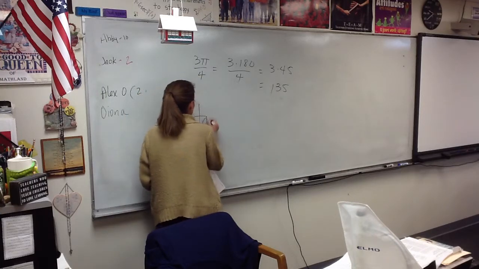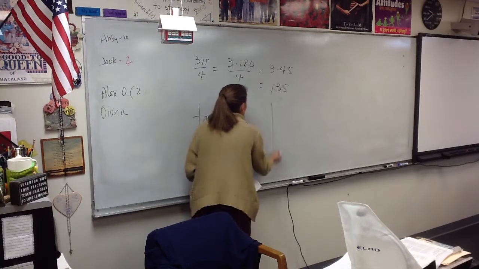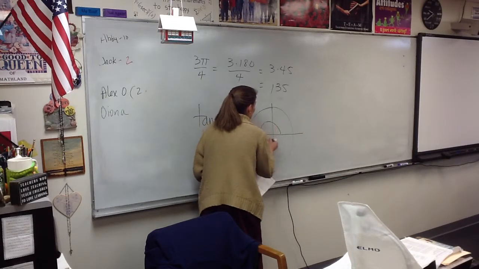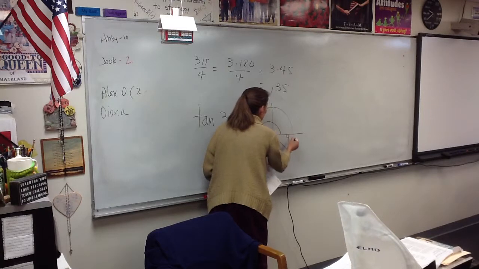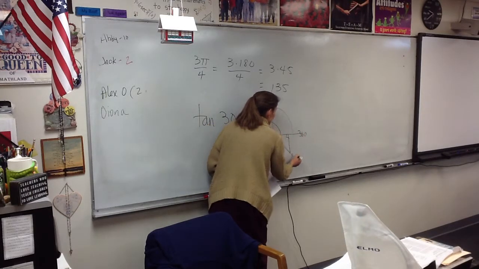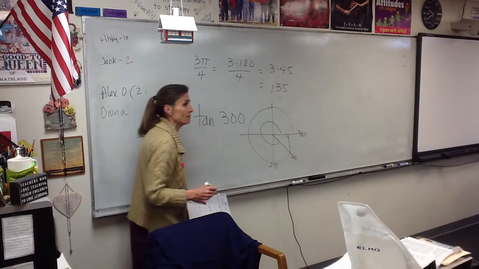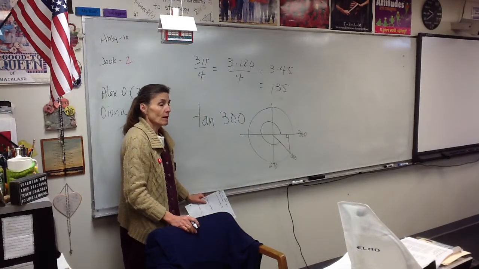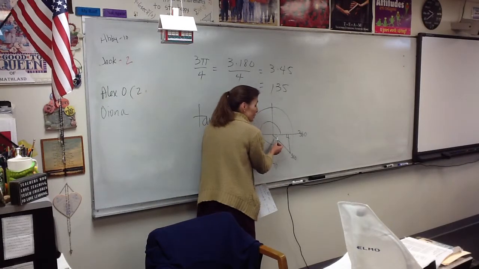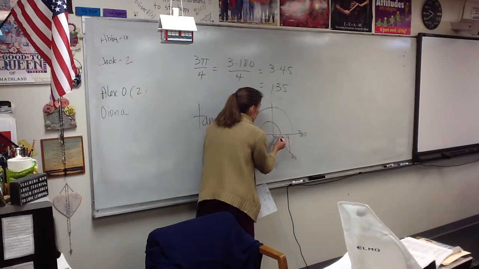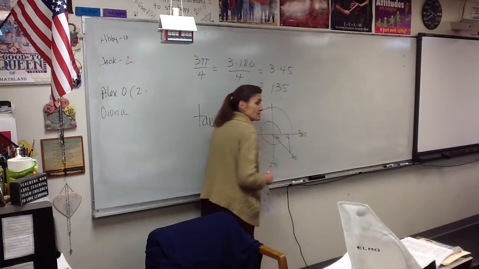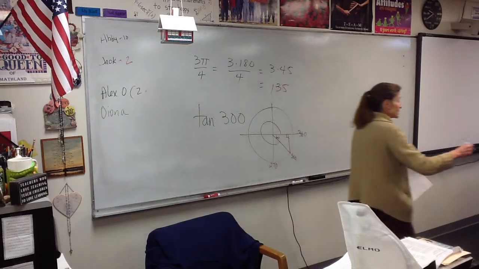Tan 300. We're going to draw a circle. We're going to go all the way around to 300. In case you wonder where 300 is, remember this is 270 and this is 360, so 300 would be in between them. This angle right here is the critical angle. We call it the reference angle. That's the important one. It would be 60, because 300 to 360 is a difference of 60.